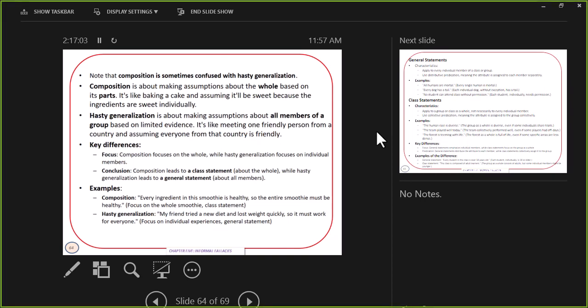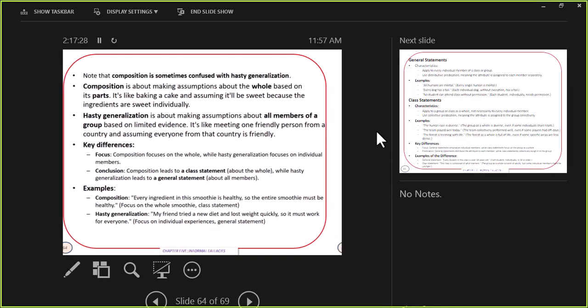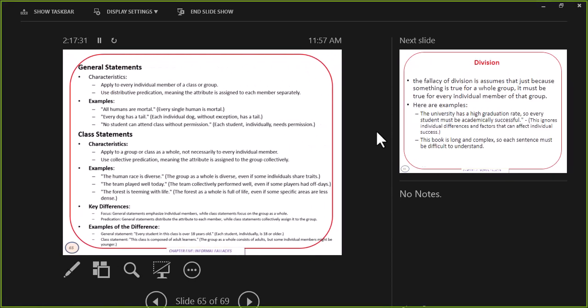Whereas in hasty generalizations, the conclusion makes an assertion about the general population. It does not make an assertion about each and every member of the general population. My friend tried a new diet and lost weight quickly, so it must work for everyone. Focus on individual experience, general statement. It's a general statement. You need to be aware of the difference between general statement and class statement to easily be able to identify between composition and hasty generalizations.